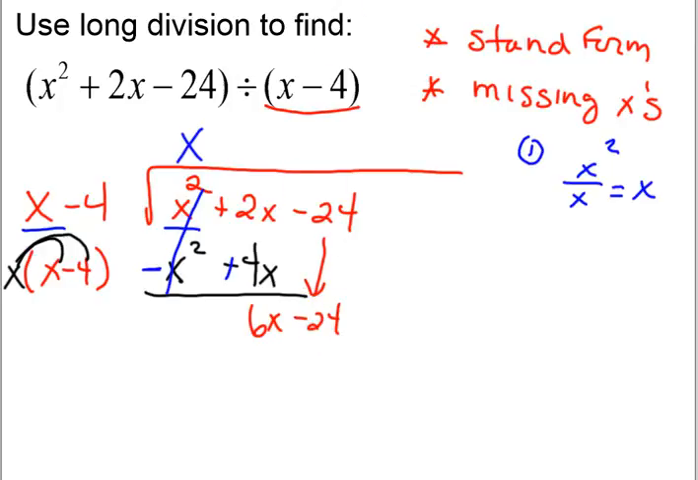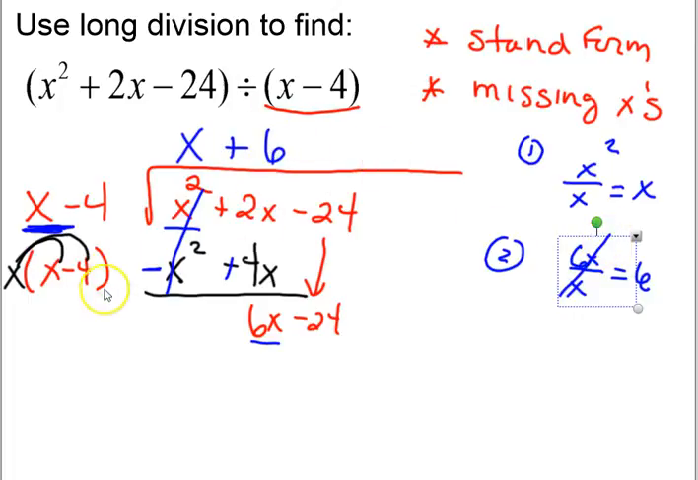Now I'm going to go back to my second part, and I'm going to say, how many times does x, just the x, go into 6x? So 6x divided by x is the number 6. So I'm going to write the number 6 up here. And now, off to the side, next to my work, I'm going to take the 6 and multiply by the number x minus 4.